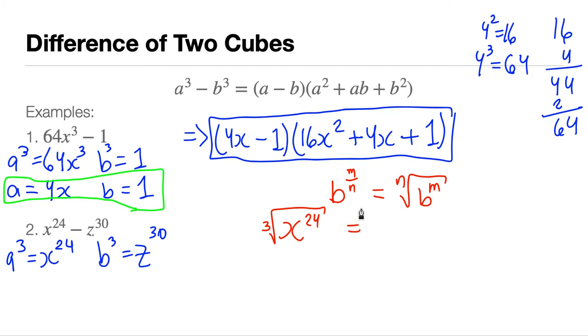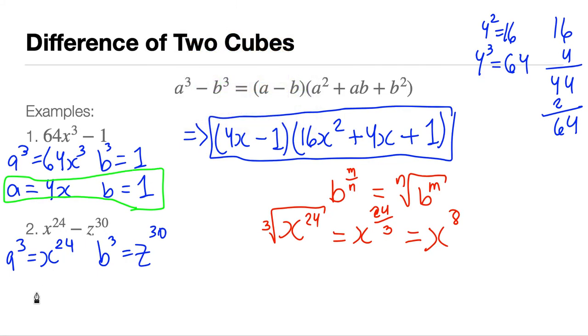So we can change this into fractional form. It can be written as x raised to 24 over 3. Now, what is happening here? We are dividing the numerator by the denominator, so that is practically just arithmetic. 24 divided by 3 is going to give us 8. And therefore, x raised to 8 is our answer here.